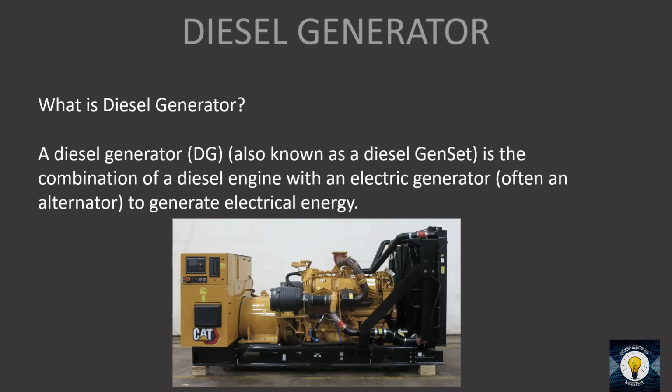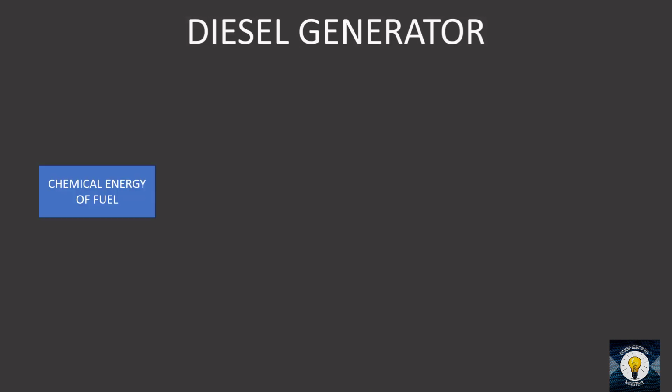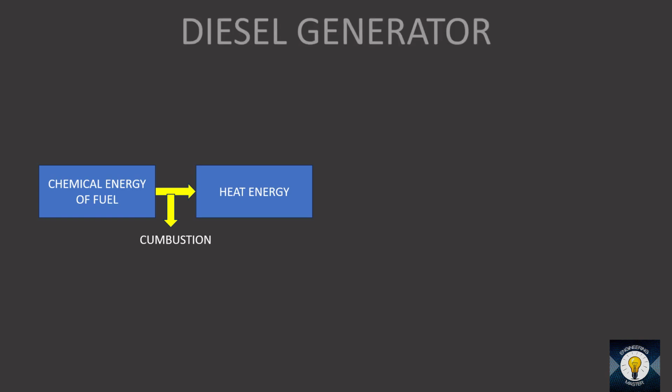A diesel generator or a diesel genset is a combination of diesel engine with electric generator to generate electrical energy. Generator produces electrical energy from mechanical energy. This is the function of a generator. If you look at the energy conversion inside a generator, we can see the chemical energy of fuel or diesel. Diesel has chemical energy. It is converted into heat energy because of combustion.